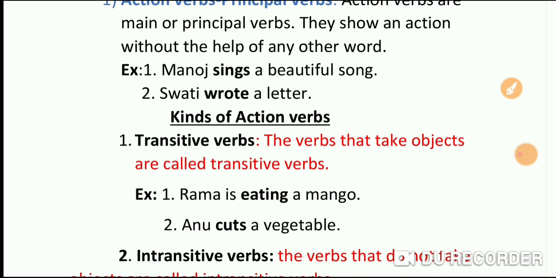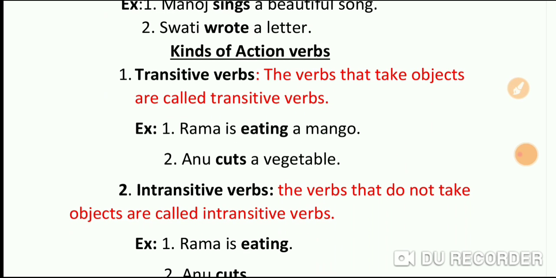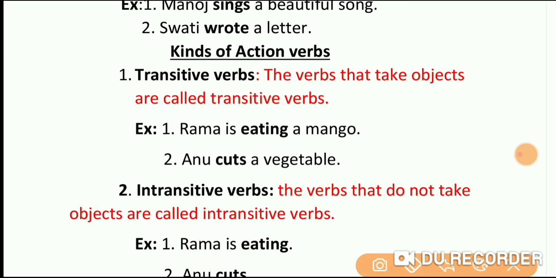Okay. And in main verbs or principal verbs or action verbs, again there are two types. First one is transitive verbs, another one is intransitive verbs. Transitive verb means what? The verbs that take objects are called transitive verbs, meaning the verbs which take both the subject and object.